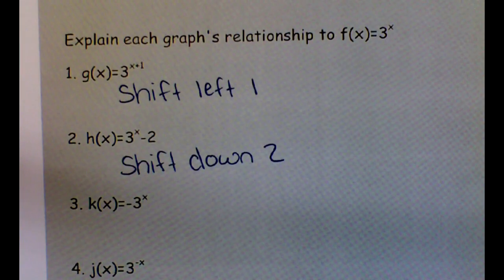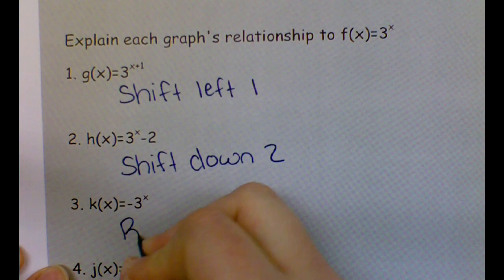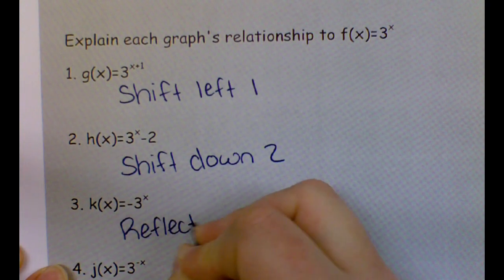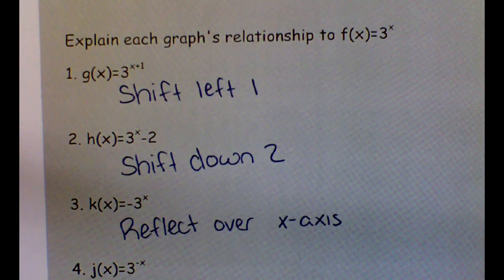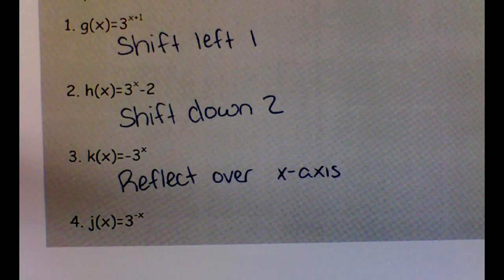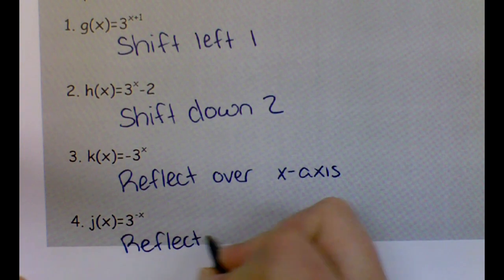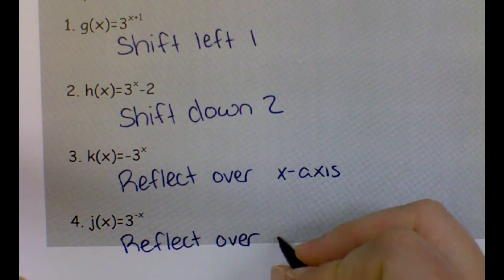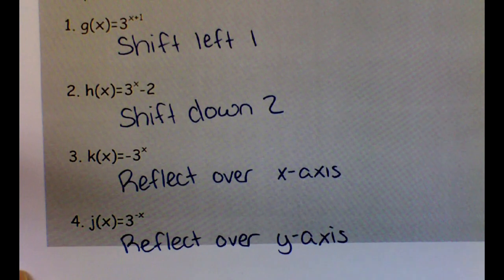k of x equals negative 3 to the x power. Well, that's a negative outside, which means it's still just a reflection over the x-axis. And 3 to the negative x power, there's a negative, so it's a reflection. And it's in with the x, so it's over the y-axis. Same exact situation as before.